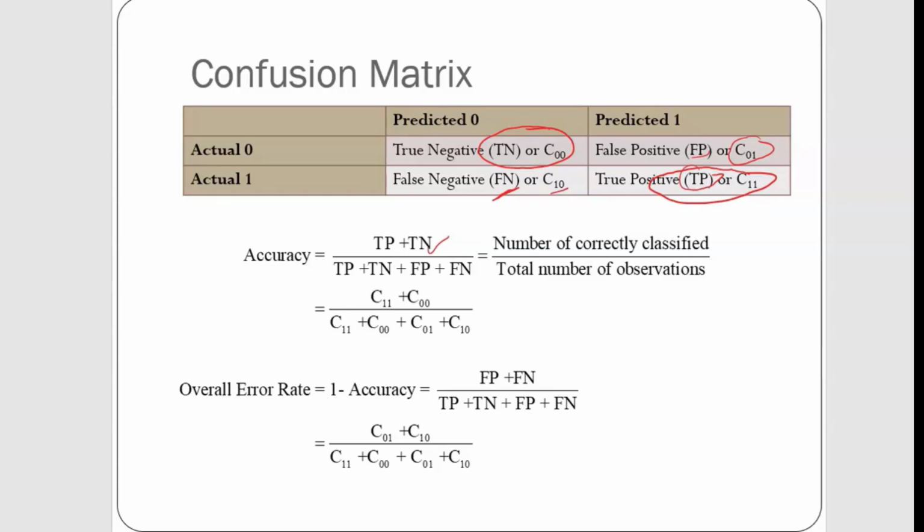From this, we can get the overall error rate, and overall error rate is 1 minus accuracy. If you subtract accuracy from 1, the true positives and true negatives get cancelled. We are left with false positives and false negatives, and this is the variable that we had introduced before.